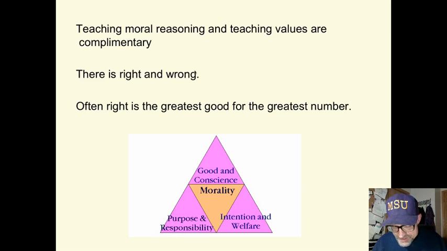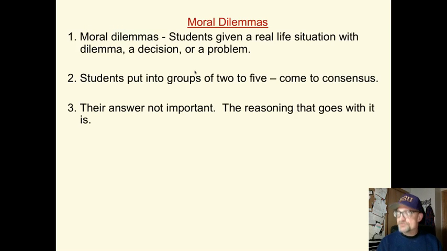And traditionally, people have criticized moral dilemmas and values clarification, saying, well, anything is right. There's no right or wrong. Yes, there is right and wrong. However, often right is the greatest good for the greatest number of people. It's not a mathematical formula. If it were, computers would be able to decide the great moral questions of the day.